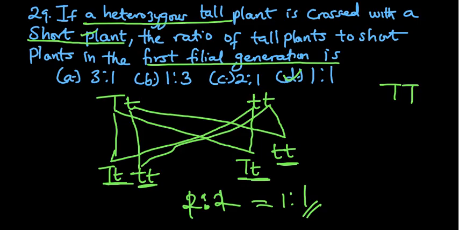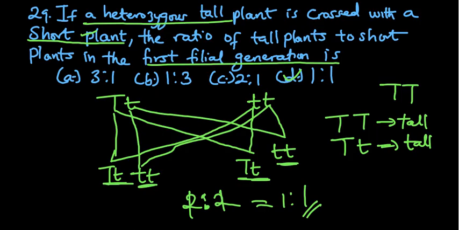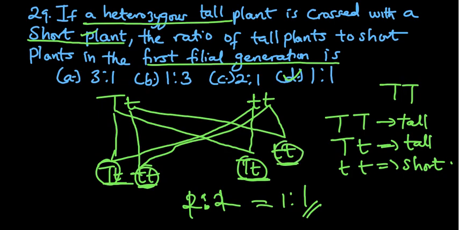If you are confused, the way I did it is I try to cross it. In genetics, if you have a capital letter T, it means it is tall phenotypically. If you have a capital letter and a small letter, it is also tall. If you have only small letters, it means it is short. That's why I said we have two tall and two short, where the small t represents short. So our answer here is option D. So let's go to another question.